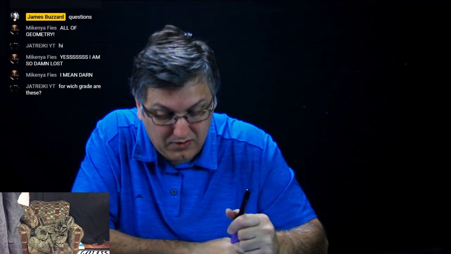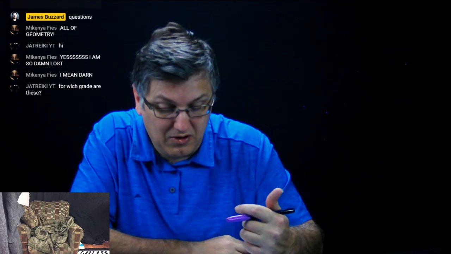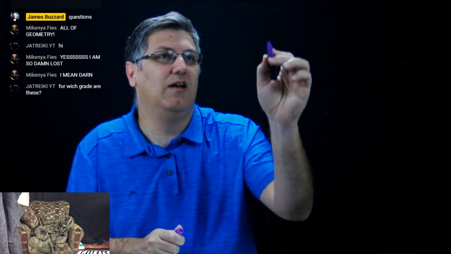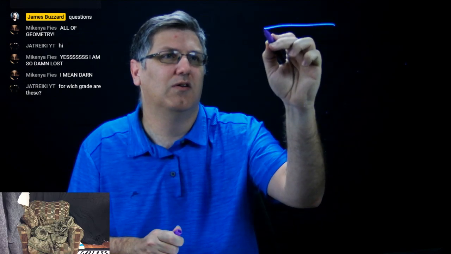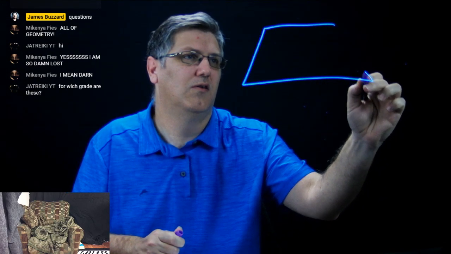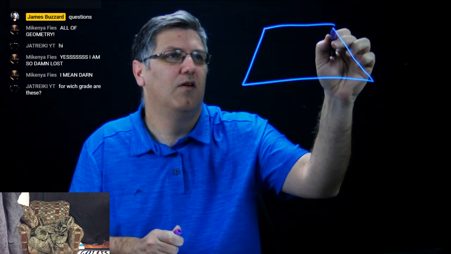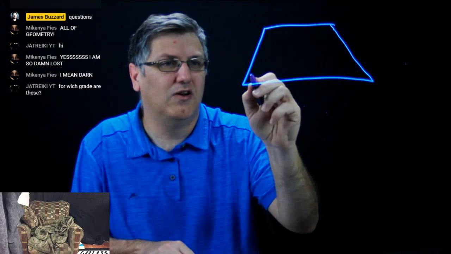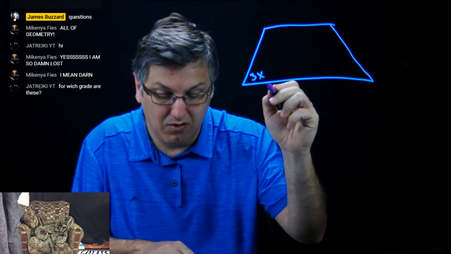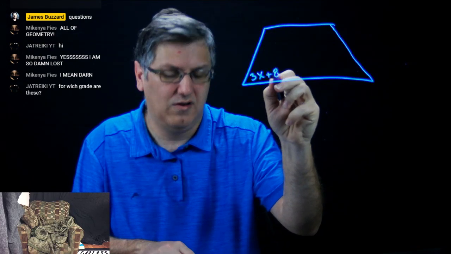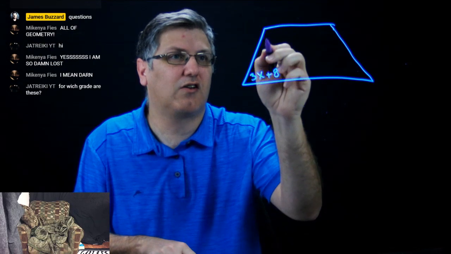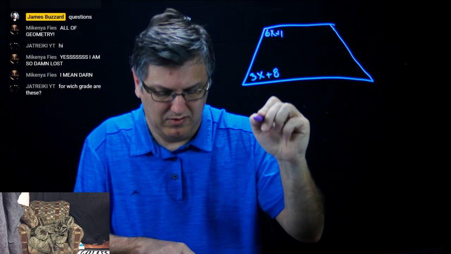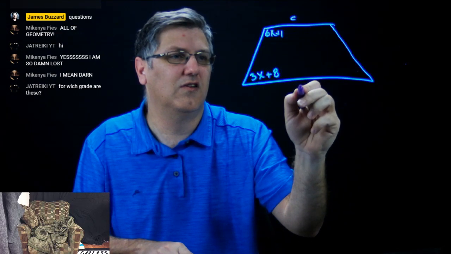So let's look at number 8. Because really what this pack is asking is basically solve for x to tell us if it's parallel or not. Number 8, we have something that looks like a trapezoid. It tells me that this angle right here is 3x plus 8, and this one is 6x plus 1. It tells you that this is C and this is D.